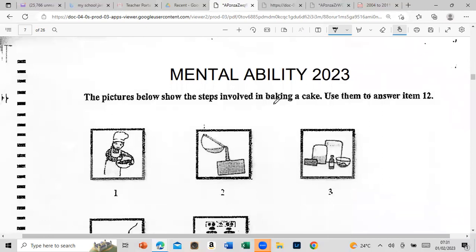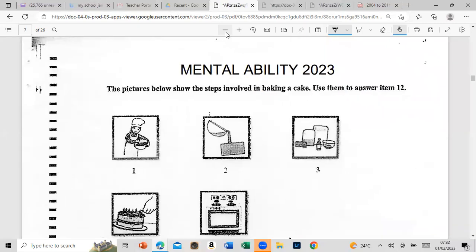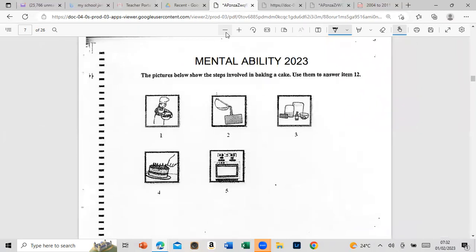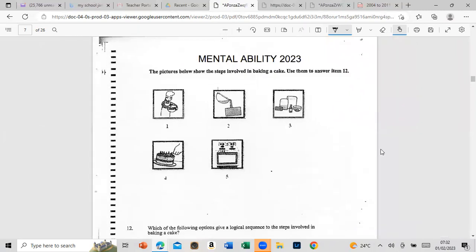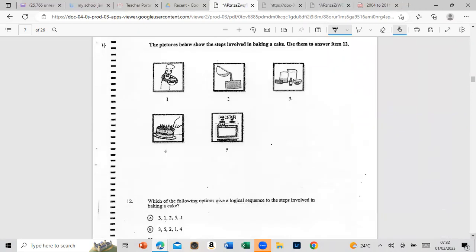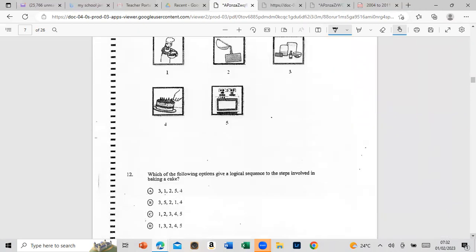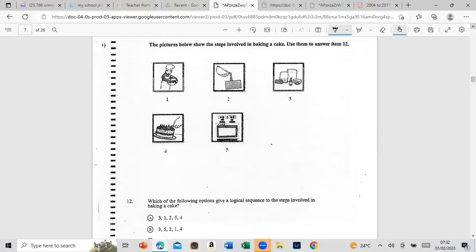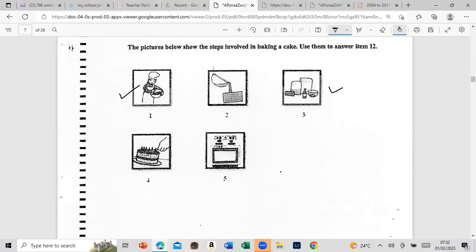The picture below shows the steps involved in baking a cake. Use them to answer item 12. Alright, let us put that up. What would you say, guys? Which order would you say to bake a cake? So there we have the pictures. Which would you do first? First, you would need the ingredients, so 3 is at the front. Next, you would mix them, so that would be E. Alright, let's move on to number 13.